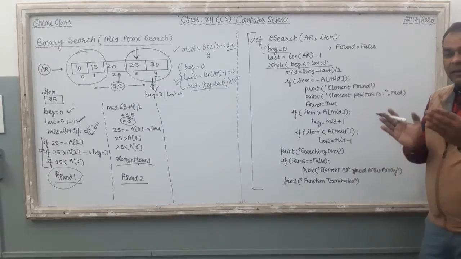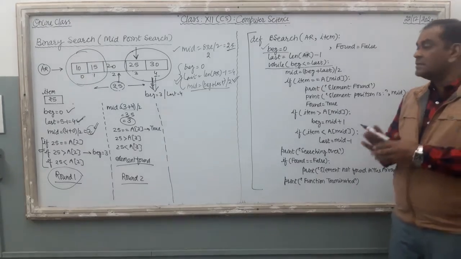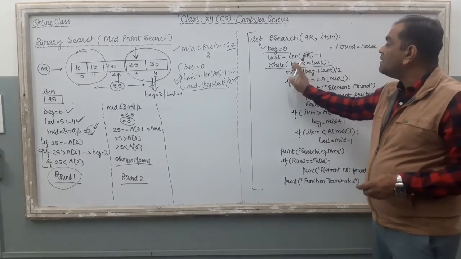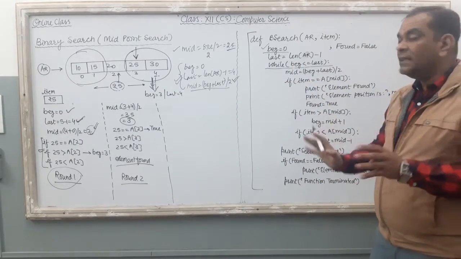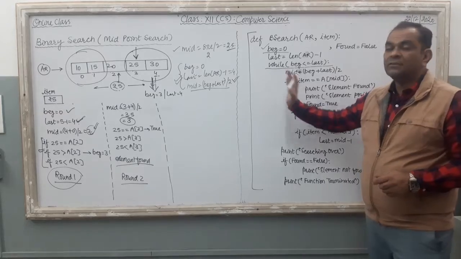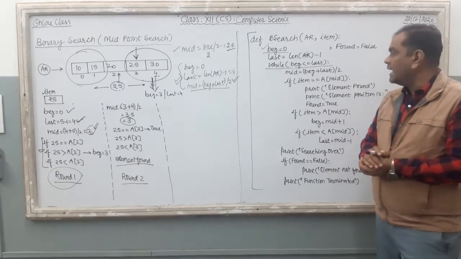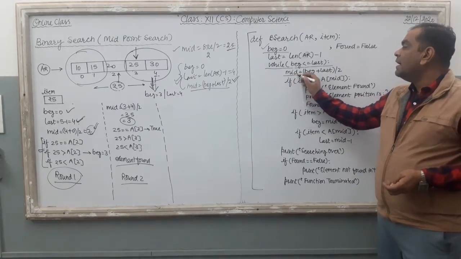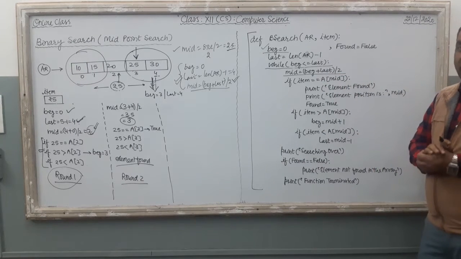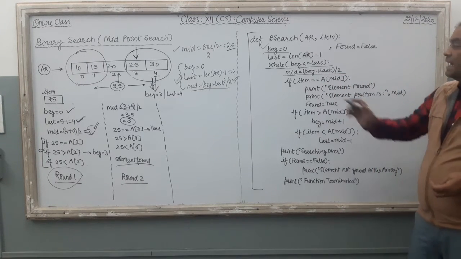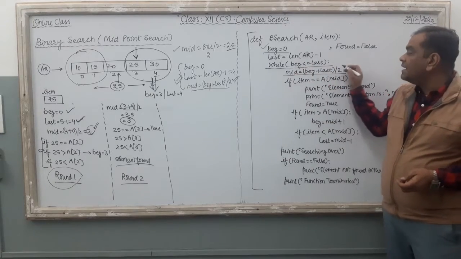This is the condition: begin less than or equal to last means unless the beginning value reaches the last position, the loop terminates its operation, otherwise not. Clear? Now just see the middle element, the formula to find the middle position of the array. It is written inside the while loop.